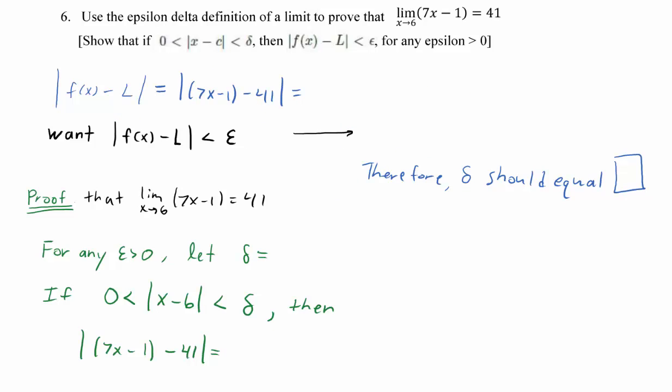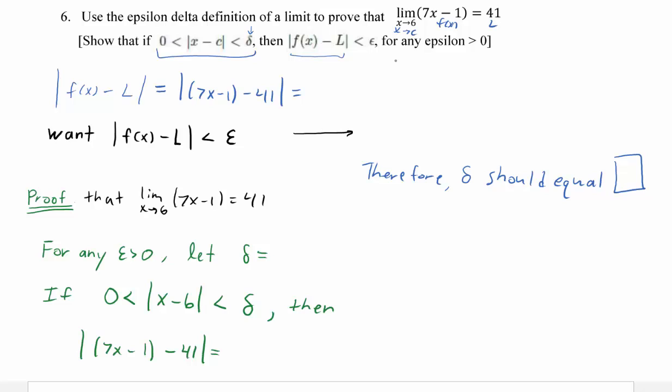Number 6, use the epsilon delta definition of limit to prove the limit as x approaches 6 of 7x minus 1 equals 41. So this is really the limit as x approaches c of f of x equals L. We want to show that whenever we're within a delta distance of c, the y value is within epsilon of the limit for any epsilon greater than 0. So meaning we can get arbitrarily close.